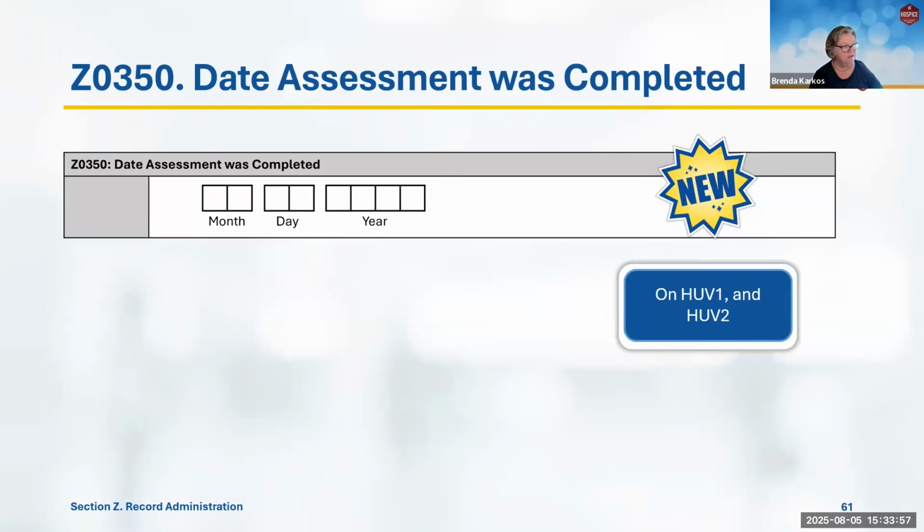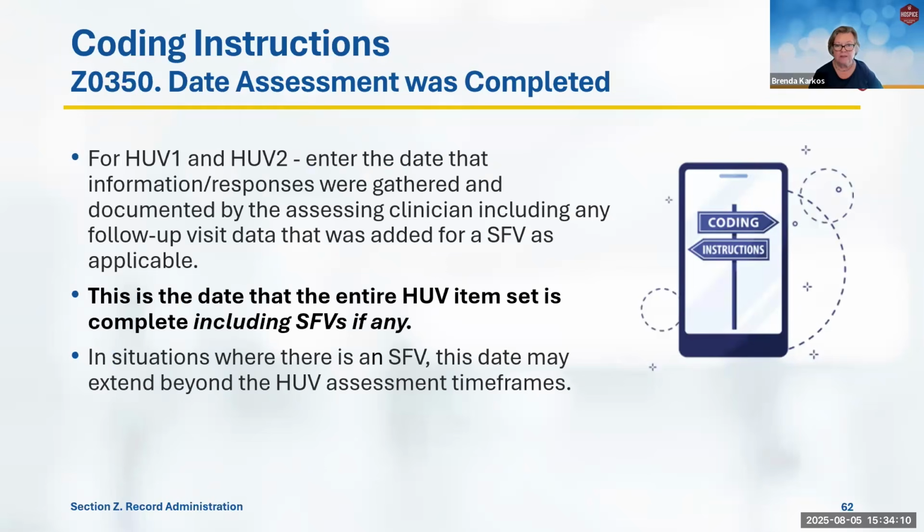So here's the new item, section Z0350. Date assessment was completed. As I mentioned, this is only for the HUV 1 and 2 time points. For HUV 1 and 2, you'll enter the date that the information was gathered and documented by the assessing clinician, including any follow-up visit data that was added for a symptom follow-up visit, whenever that's applicable. This is the date that the entire HUV item set is complete, including the symptom follow-up visits. And the submission of HUV data is based on this date, this ending date.